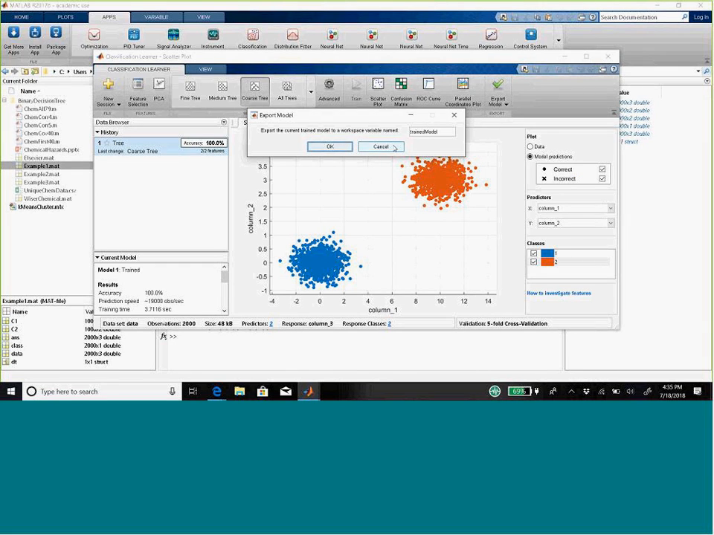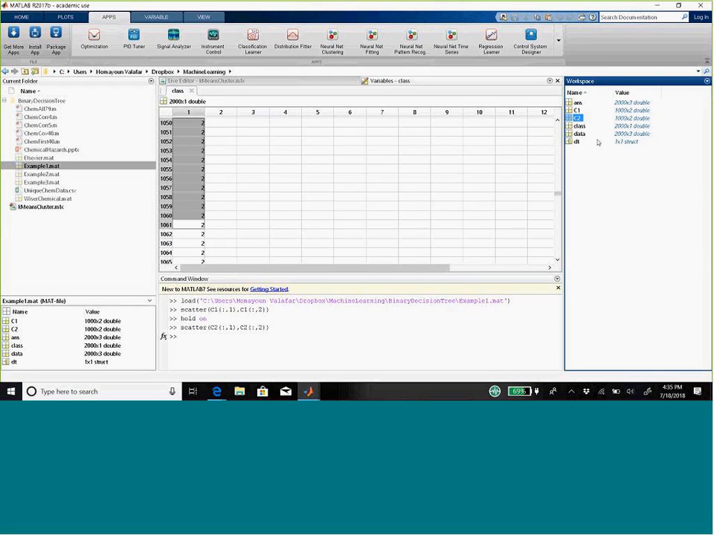I can export my model. You give it a name. I have already done this. You can say A, and then this trained model will appear in your workspace. In the previous exercise I did DT.